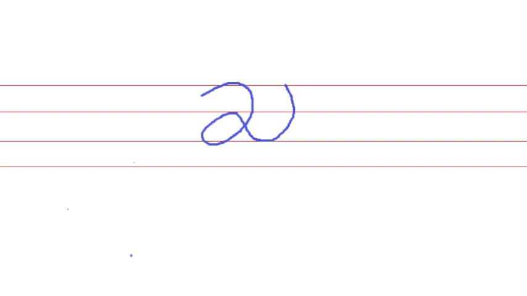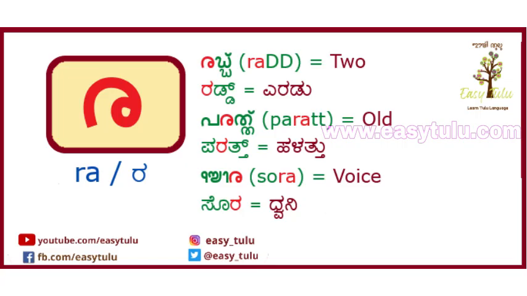Ya, ya. Next one is ra, ra. Examples: raddu. Raddu means two. Eradu in Kannada. Parattu. Parattu means old. Halattu in Kannada. Swara. Swara means voice. Dhvani in Kannada. Let us see how it is written.